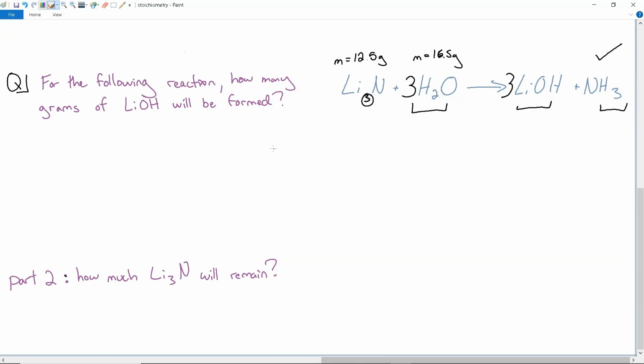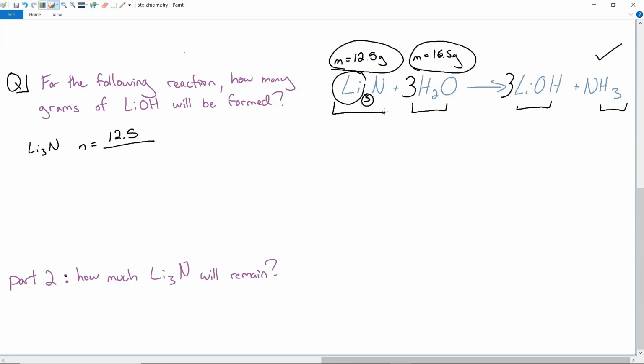Second thing we need to do is we need to convert our masses into moles, and let's do just that. So we're looking at lithium nitride. I have 12.5 grams. I need to divide not by the molar mass of an individual element, but by the molar mass of the entire compound. And the way I'm going to do that is I'm going to take the individual molar masses of my elements in the compound. So the molar mass of lithium is 6.941, and the molar mass of nitrogen is 14.007.